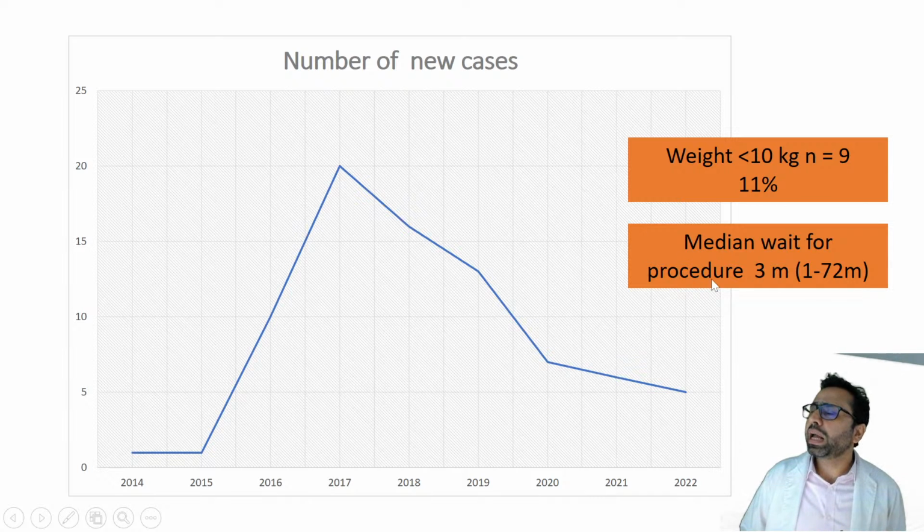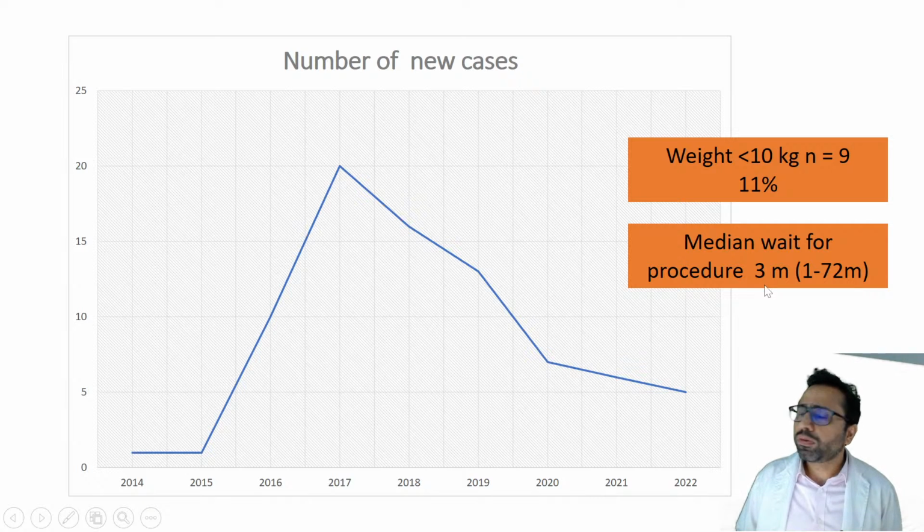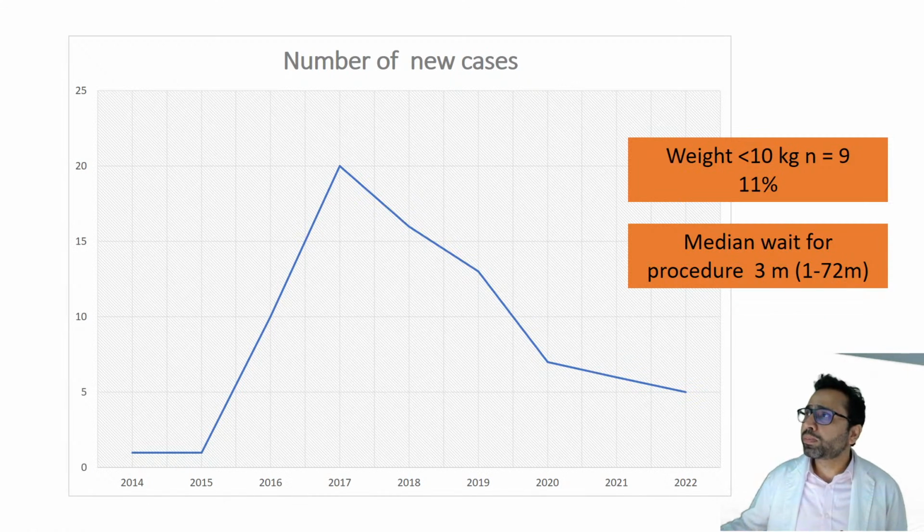And the median wait time is around 3 months for a procedure. This is by the time you arrange everything. Of course, this kid, 72 months, we didn't make him wait 72 months. He went home, didn't want the procedure, came back.